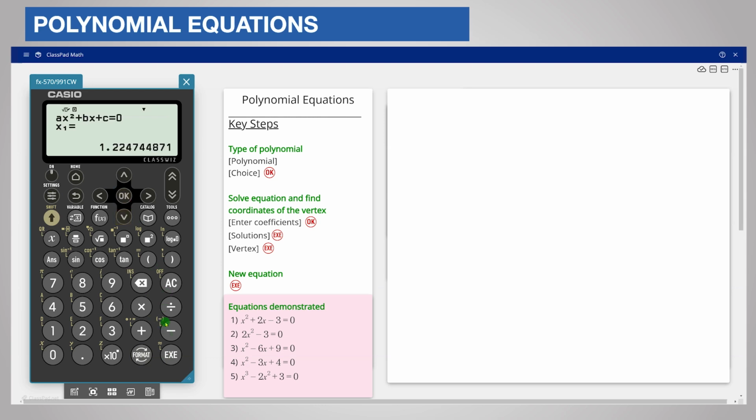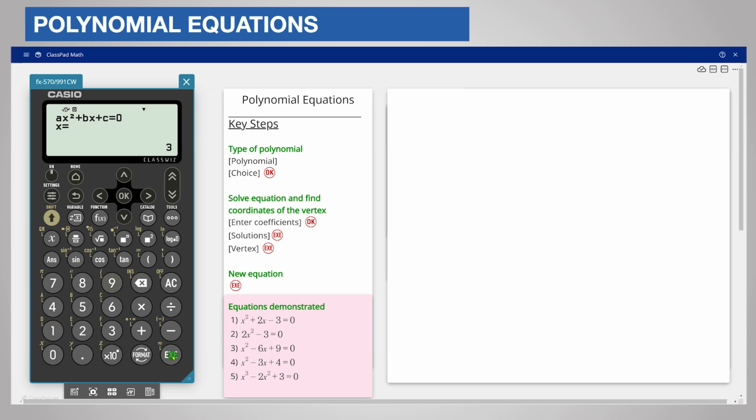You can find the other solutions and the coordinates of the vertex in the same way as before by pressing OK or the Execute key. Press the Execute key or OK for the third equation. Enter the coefficients, which are 1, -6 and 9. Then press the execute key for the solutions.